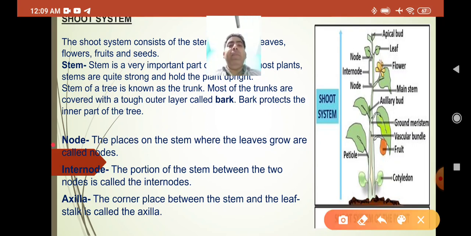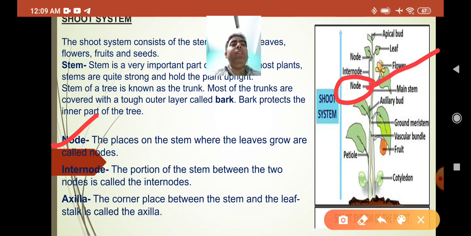Node is a place from where new branches and leaves arise on the stem. You can see here, this is the node. From here new branches will come out, new stem will come out, new leaves will come out. Second one is internode.